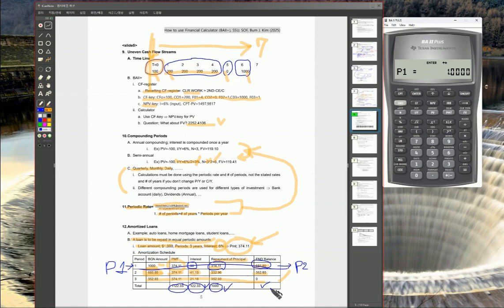Again, to understand what is going on with an amortized loan, you may need to do a little bit of exercise. Thank you very much. This is the end of our discussion on slide 5.